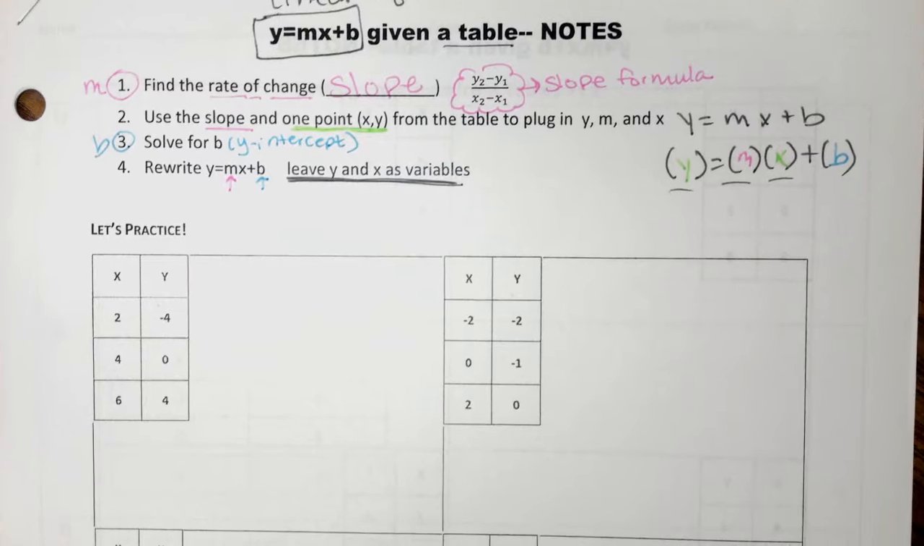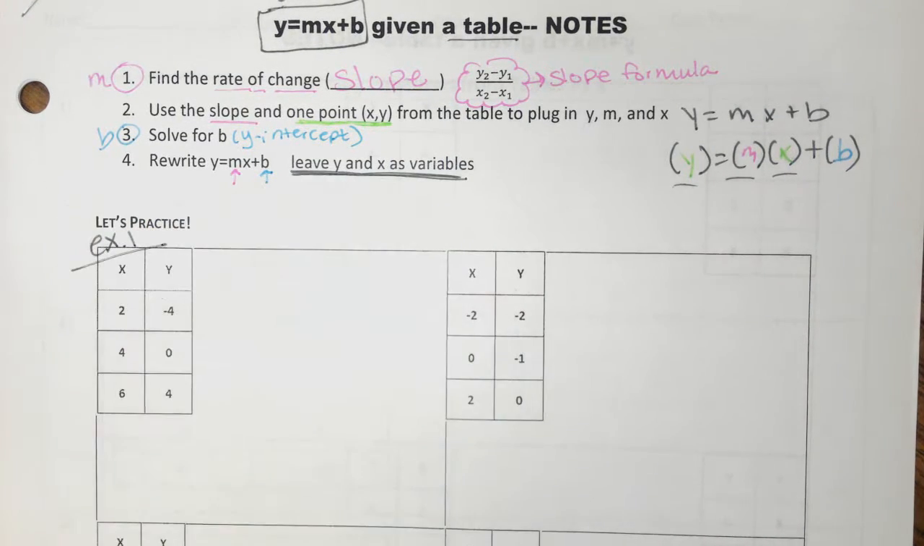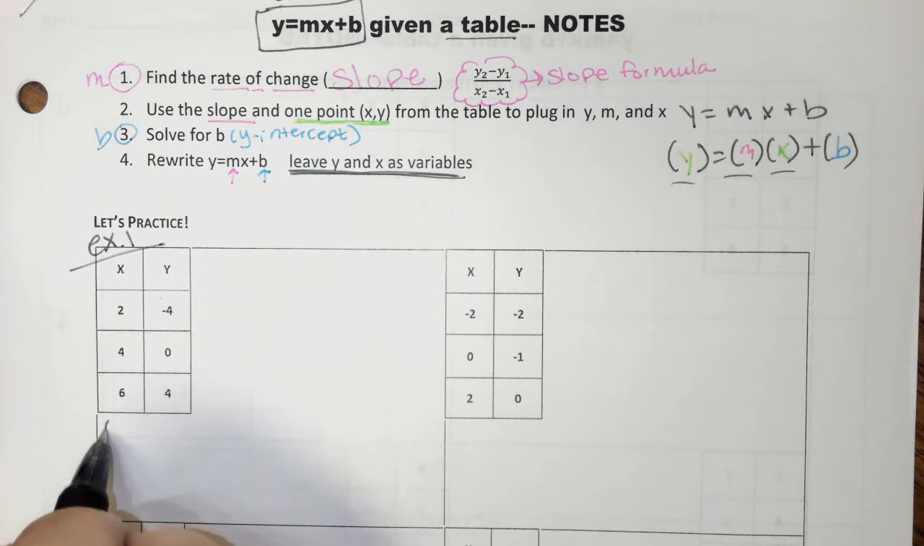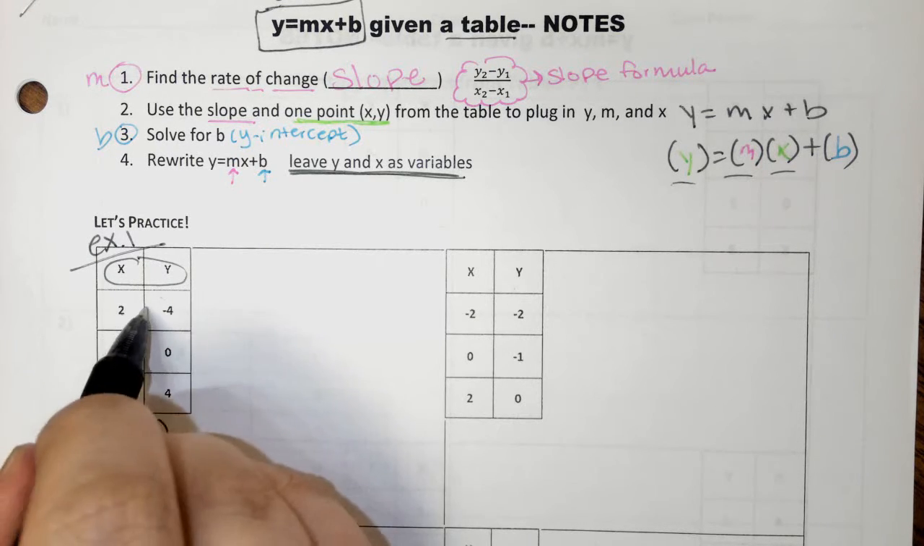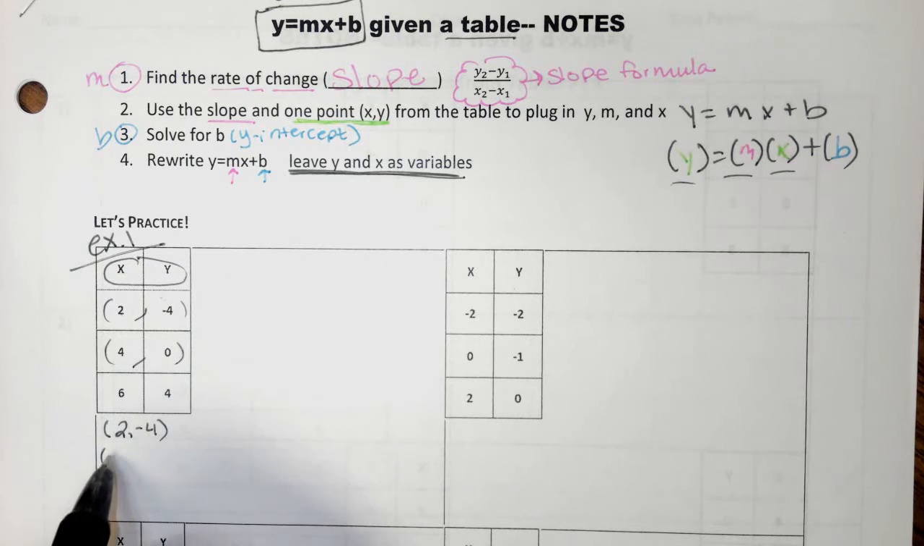Okay, so let's look at an example. In class we call this example 1. And I just want to point out that your ordered pairs here are going sideways, so 2, negative 4. Another ordered pair is 4, 0. And then the last ordered pair would be 6, 4.